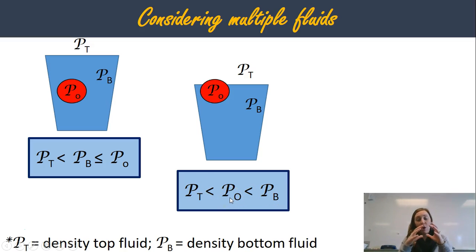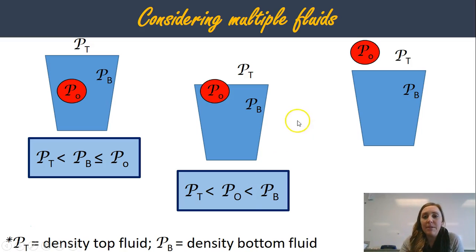The reason part of the object comes up is it's less dense than that bottom fluid, but it's more dense than the top fluid. So it's trying to sink under the top fluid while also being above the bottom fluid, and that's why it's going in between the two.